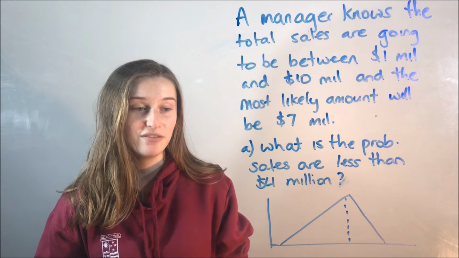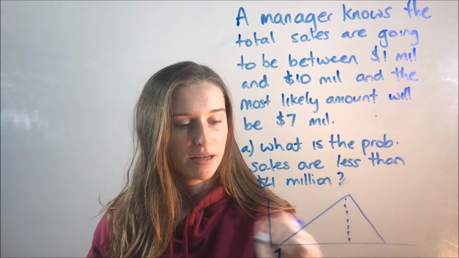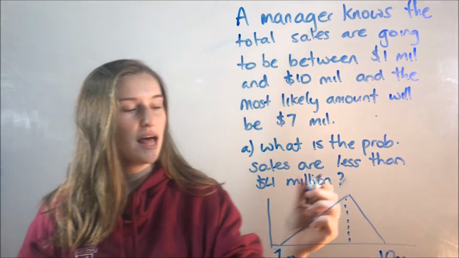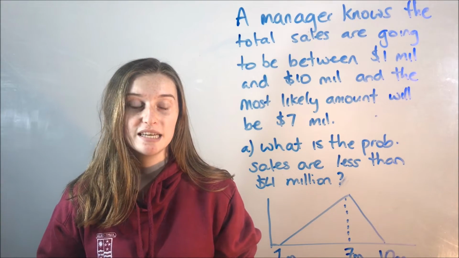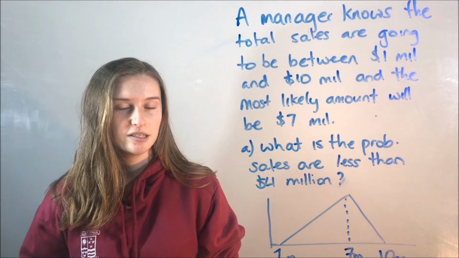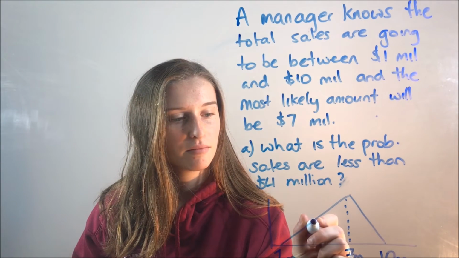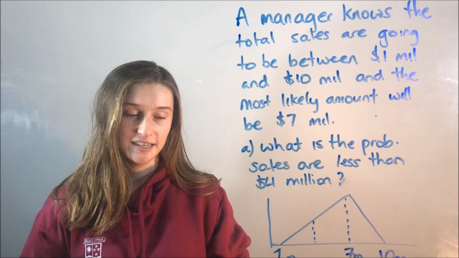Let's start by putting the information we know onto the graph. The lowest value is 1 million, the highest value is 10 million, and the most likely value is 7 million. We want to find the probability that it's less than 4 million. So let's draw a line roughly where 4 million will be, and shade in the area we're trying to find out.